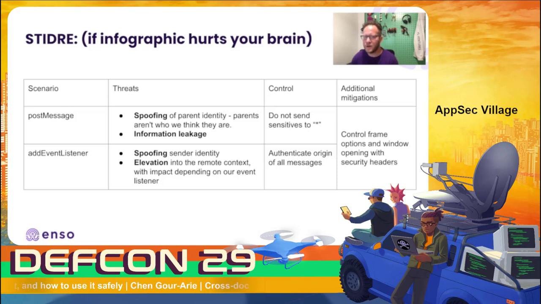Our control for the threat of spoofing the recipient identity is to not send sensitive data to wildcard. And our control for making sure that we're not processing unwanted messages is to authenticate the origin of all messages and only allow messages that we trust and that we have controlled the contract with. Additional mitigation is to set up security headers to restrict as much as possible the loading of our origin into other windows.